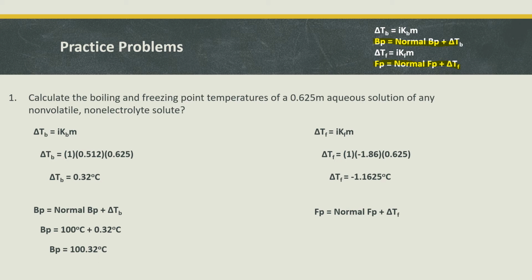The normal freezing point of water is 0 degrees Celsius, so let's go ahead and stick that into our equation. So 0 plus negative 1.1625 degrees Celsius. And again, you can see that the freezing point has lowered. We call it freezing point depression, the delta T sub F, so it should lower our freezing point. So you can see that our freezing point now is negative 1.1625. Now, obviously, if I was going by significant figures, it'd just be negative 1.16.